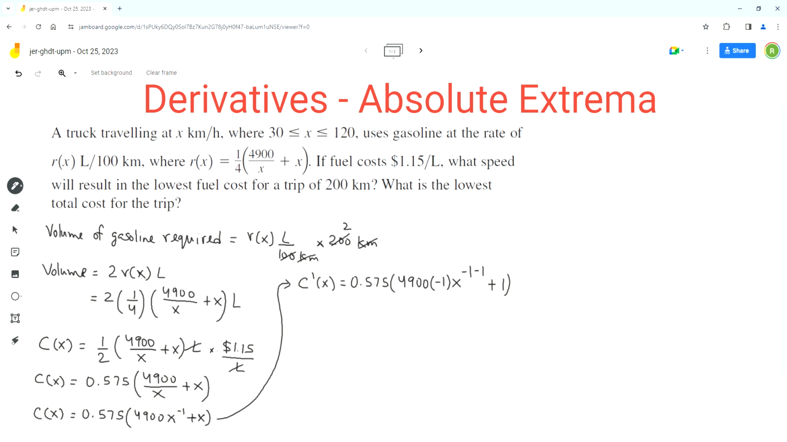Now we have to simplify this expression. Since the x value that we are looking for is for points where the tangent is horizontal, we can sub in C'(x) equal to 0, because that is where the tangent will be horizontal. So we get 0.575 times (-4900 x^(-2) + 1). Now we can move the x term to the denominator.